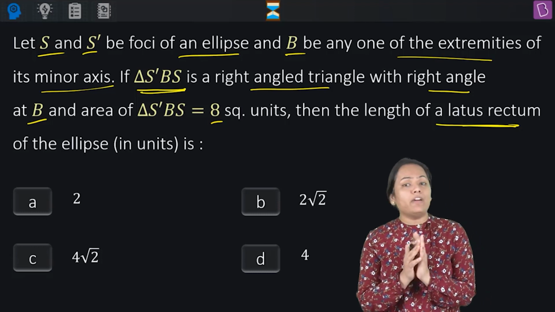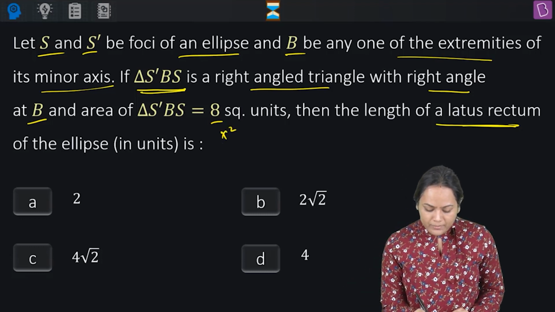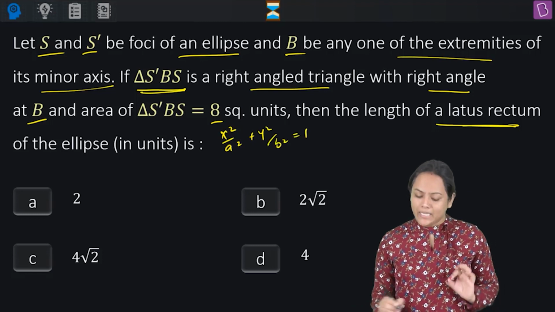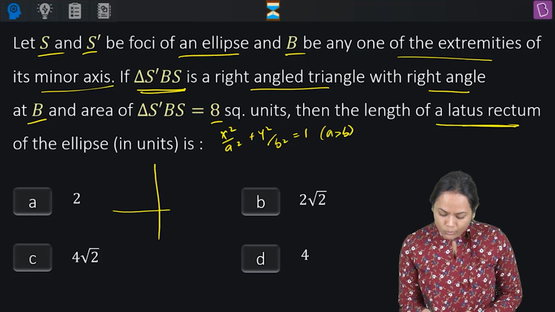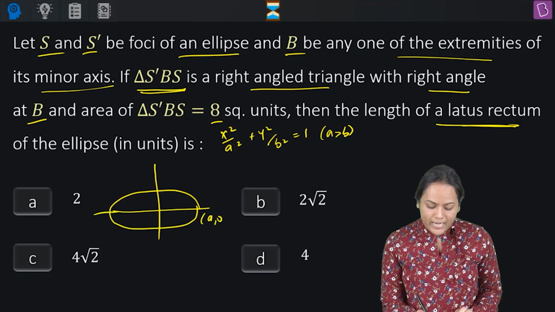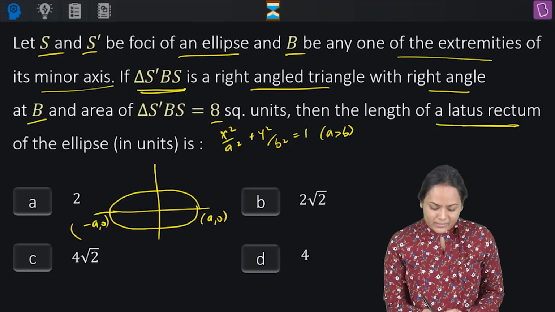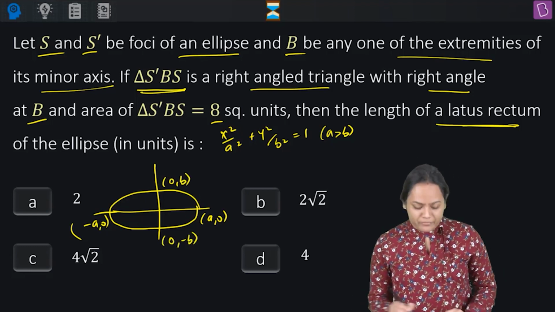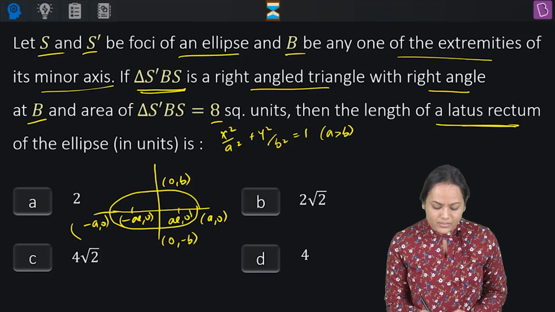Now guys, since they haven't mentioned any information about the ellipse, I'll take the standard equation x square by a square plus y square by b square is equal to 1. And I'm taking the case where a is greater than b. So I'll have my ellipse somewhat like this. And I know all the parameters here, right? I know the vertices will be at a comma 0 and minus a comma 0. Similarly, the extremities of the minor axis will be at 0 comma b and 0 comma minus b. I'll have my foci here at minus a comma 0 and a comma 0, right?